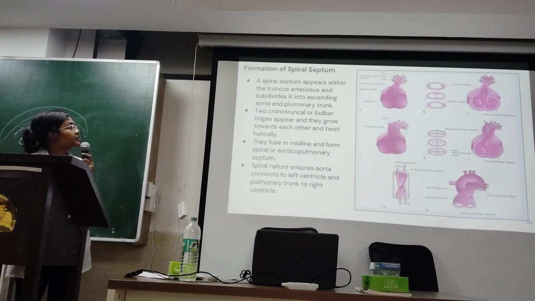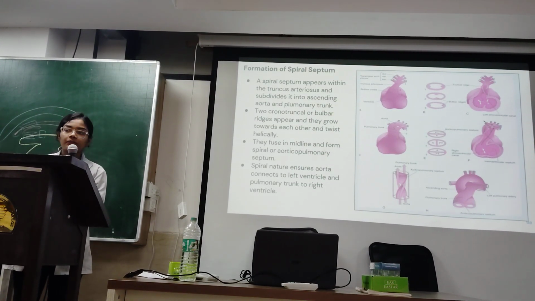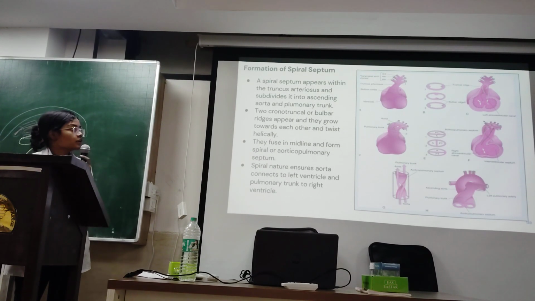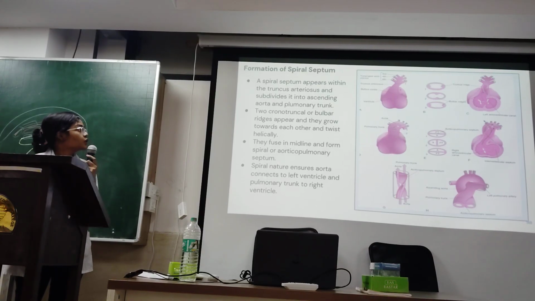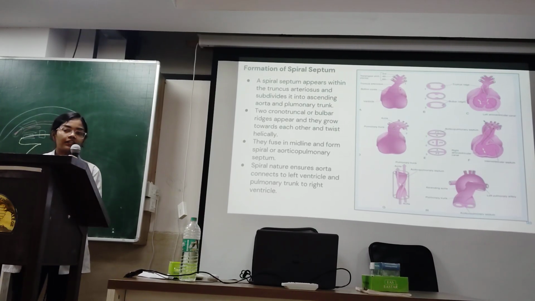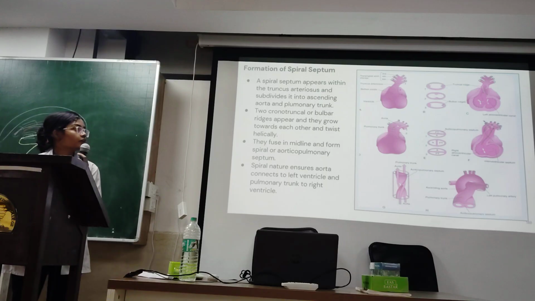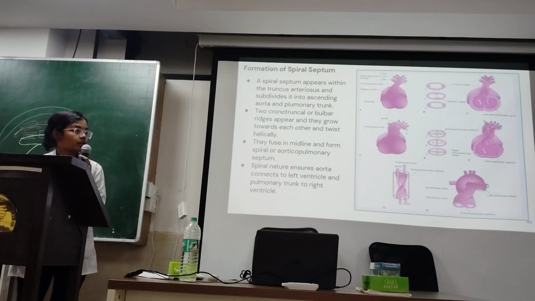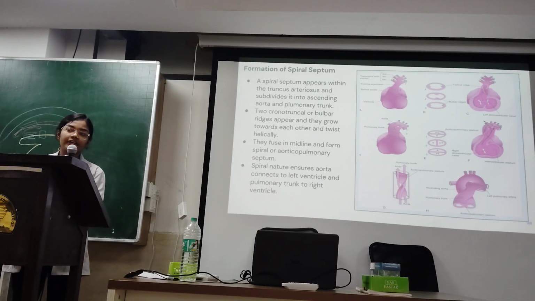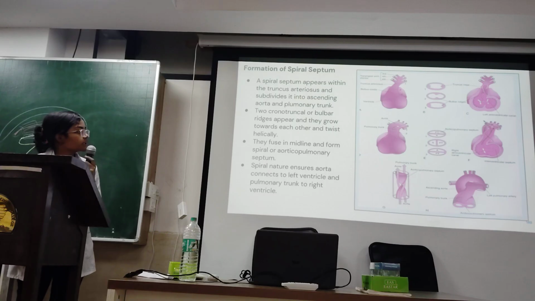Now, formation of spiral septum. A spiral septum is found in the truncus arteriosus, and it divides the ascending aorta and the pulmonary trunk. Two conotruncal or bulbar ridges appear, and they first grow towards each other and fuse helically or spirally. The orientation of spiral septum is such that the relative positions of the aorta and the pulmonary trunk are different at different levels of the truncus arteriosus.